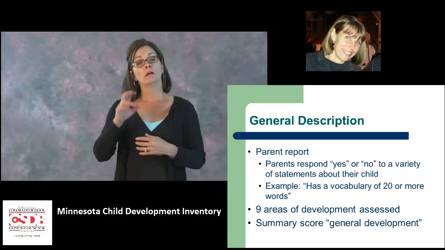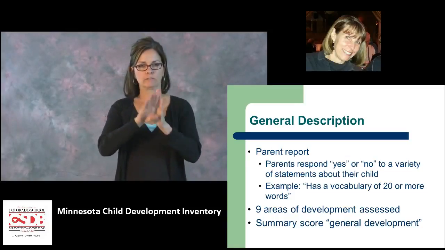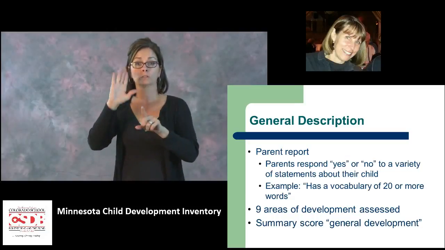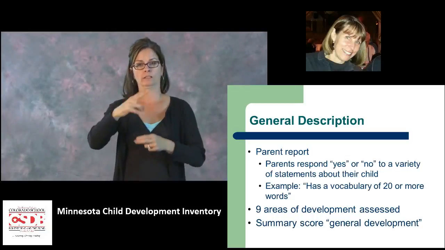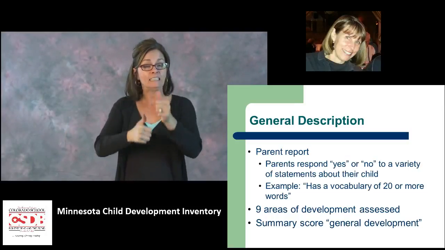This particular assessment will look at 9 different developmental areas and then also give you a summary score that's entitled General Development. This summary score is a sampling of items from each of the 9 areas.